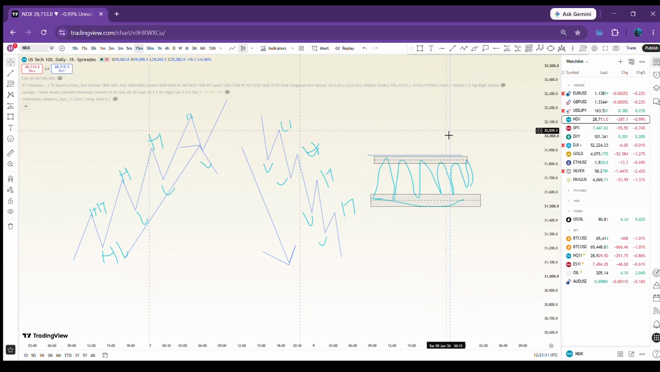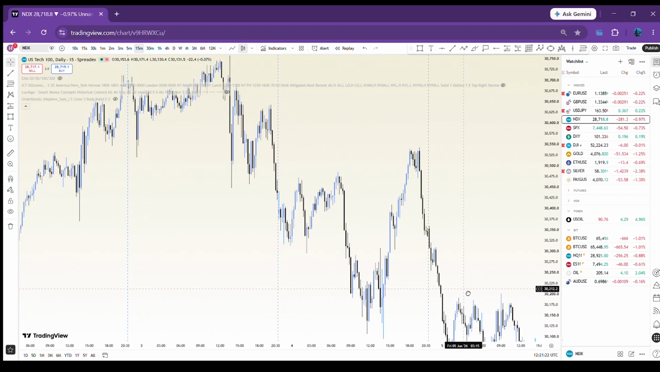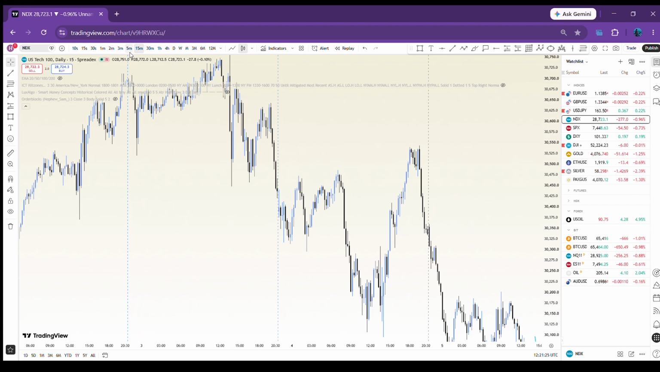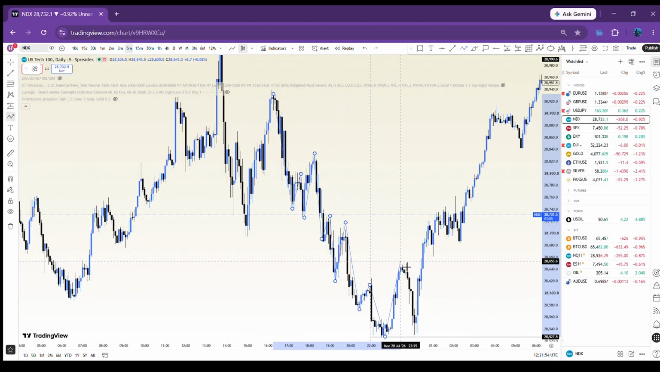So what are the three types of trend? I'll show you an example. You can see these are the downtrend: lower low, lower high, lower low, lower high, lower low, lower high, lower low, and then a higher high.